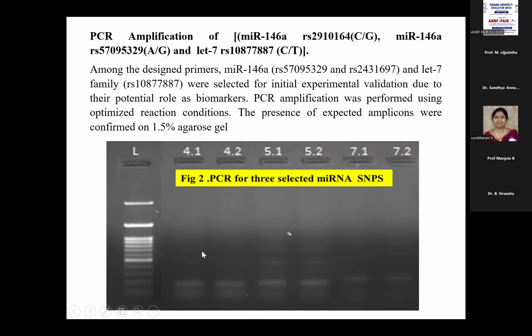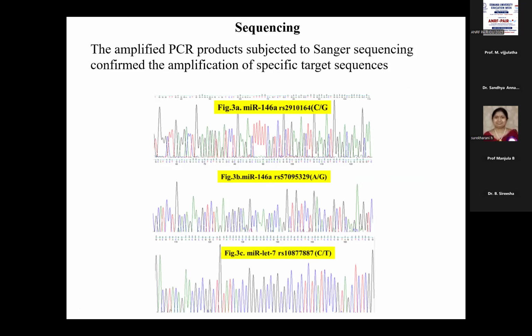have optimized the PCR conditions, and these are the bands we received, where the amplicon size matches the size in the ladder. Then we confirmed using Sanger sequencing that the amplified region is the miRNA region. So it showed that the primers are designed properly, the PCR amplified the actual desired region, and the sequencing results validate the PCR results. So we stand here right now.